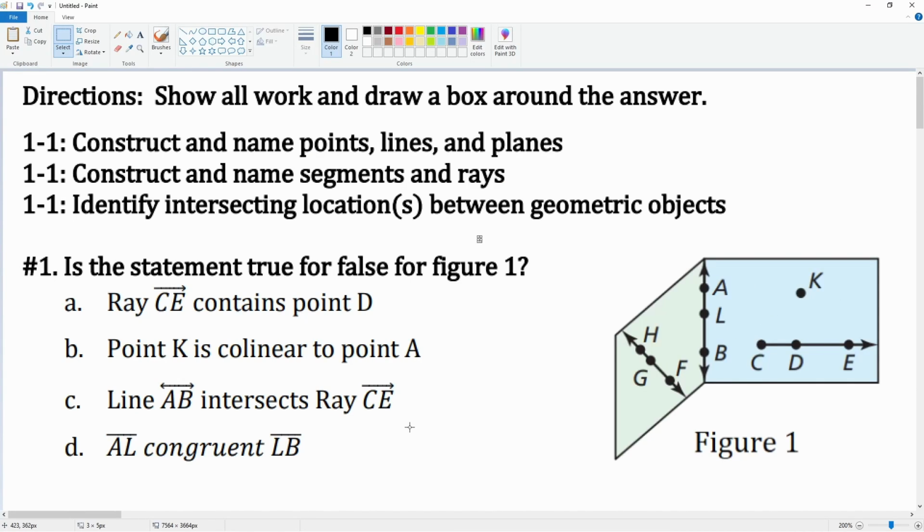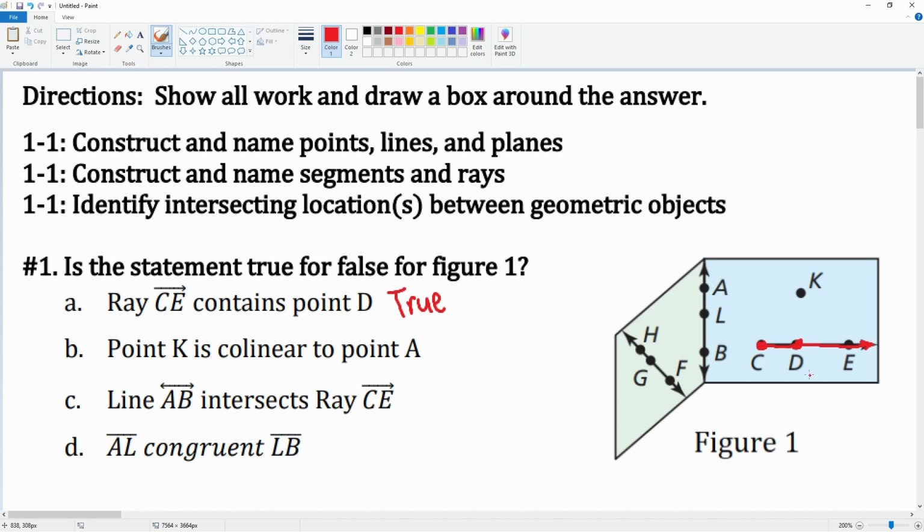1-1, number 1. Is the statement true or false for figure 1? A. Ray CE contains point D. Let's look at that ray. Ray CE is right here. It starts from C all the way to D. And does it contain point D? Yes, it is. Point D is collinear to the ray CE, so we can write true here.